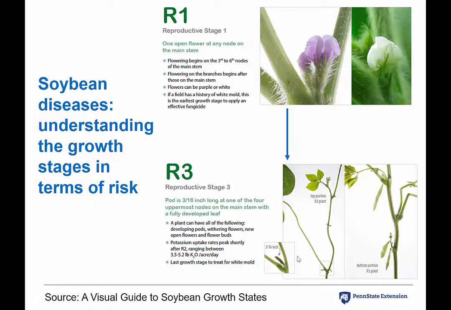who was struggling with this part, this R1 to R3, one open flower at any node. This is kind of when we start thinking about white mold management. Or we should be thinking prior, obviously, but this is when the decision-making starts to kick in. That window shuts down at R3. So once we get into pod development, that's where we really think about the last stage for treatment. But there is some variation here in that respect.